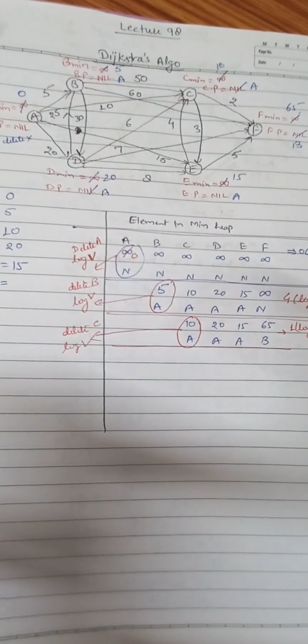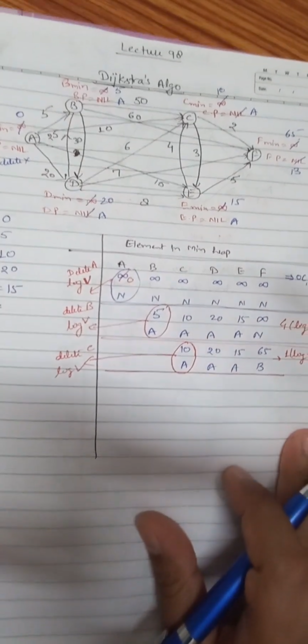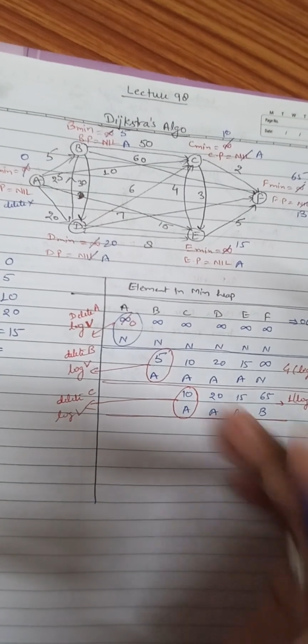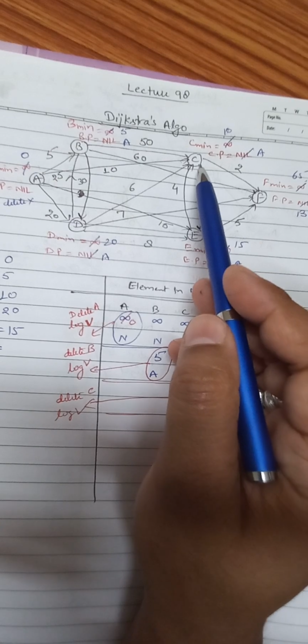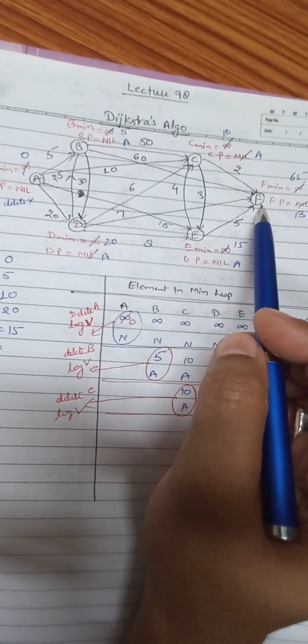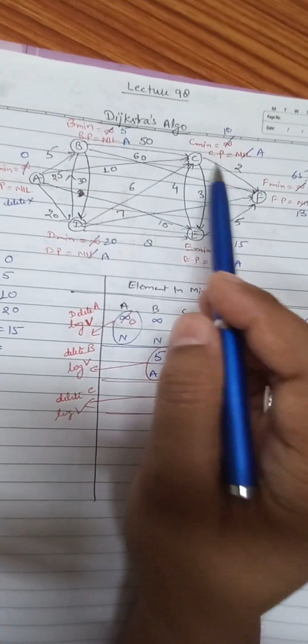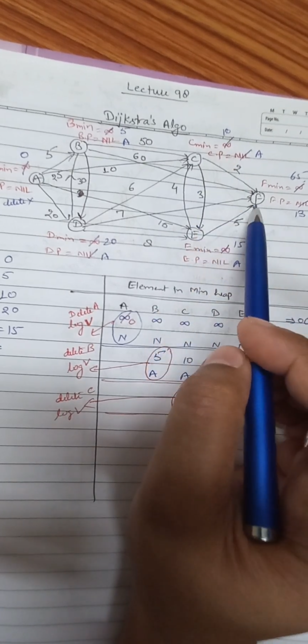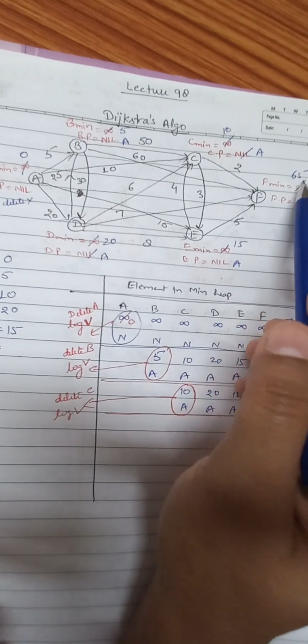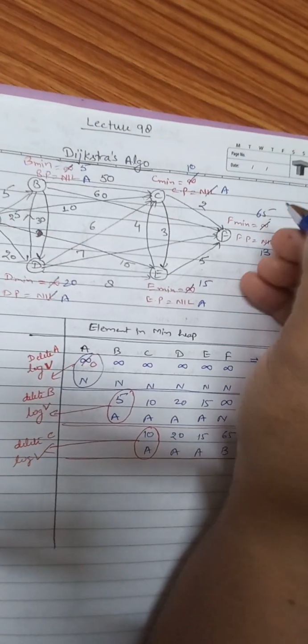The next point is what? Again, now we are deleting C, so we need to see if something is changed from C. From C to F, yes, there is an edge. And at C, what is the value? 10. And C to F, what is the value? 2. So instead of 65, what we can put over here? 12, because this is minimum.